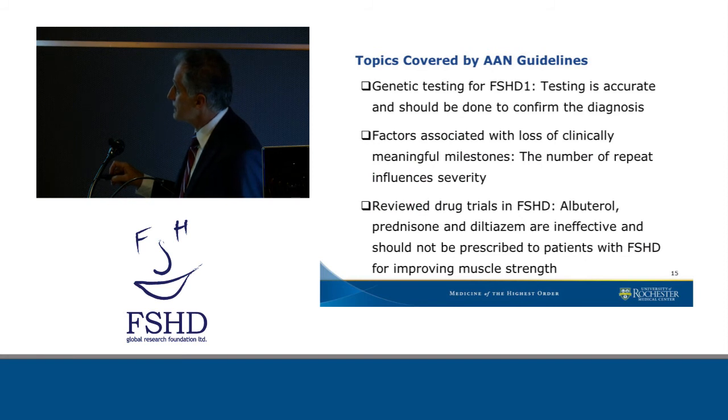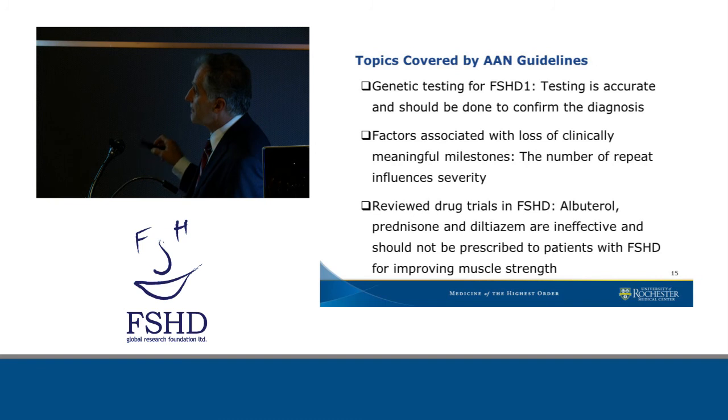And these are the topics that have been covered by the AAN guidelines. And this includes the genetic testing for FSHD type 1. And one of the things that had never been kind of established is how accurate is the testing, how sensitive and specific it is. And this has been established, and the test at most institutions is very good and very reliable.